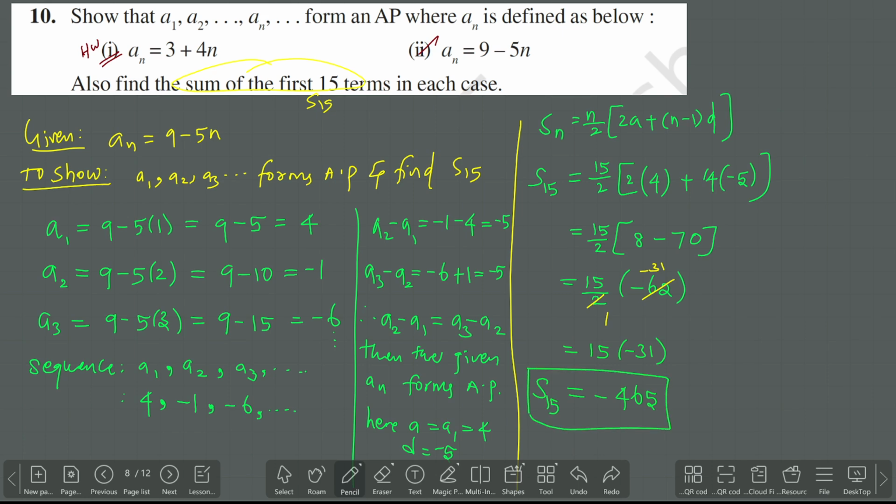So the sum of the first 15 terms of the AP is minus 465. This is the required answer. Is it okay, children? The way of doing is very important. If you directly go for finding S15, it is a waste. Then half of the marks they will not give. If it is 2 marks, 1 mark they will not give. If it is 3 marks, 1.5 they will not give. First, they are asking to show that it forms an AP, so we have to prove that it is forming an AP. Then we move on. Understand? Shall we go one more?